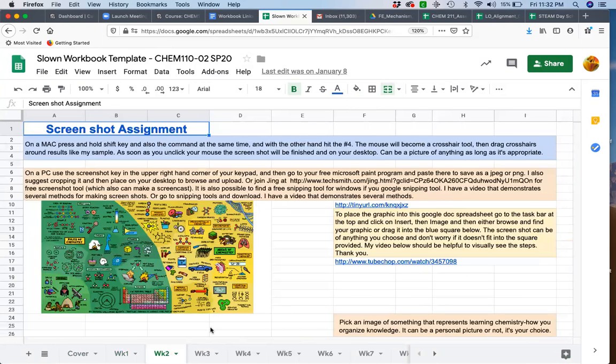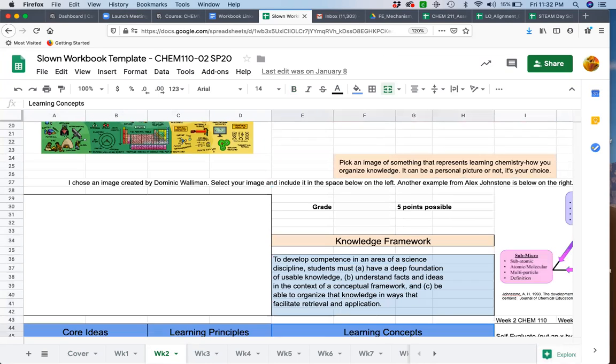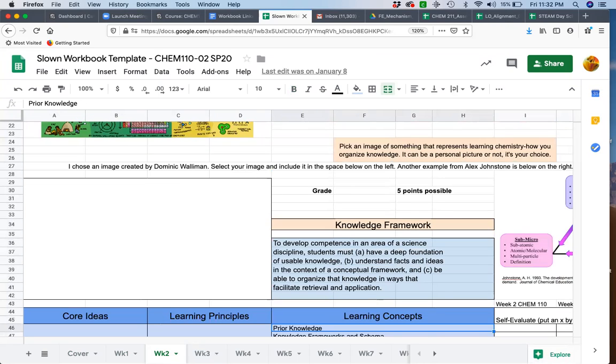In week 2, you're going to do a screenshot assignment. So I want you to think about how you organize information. There are a couple of different ways that you can do this. You might find an image that already exists, or maybe you want to create your own. But we want you to pick something that represents learning chemistry, how you organize knowledge. And that can be something that you create or something that you find. And that's really important because you have some choice here in terms of how you organize your knowledge.